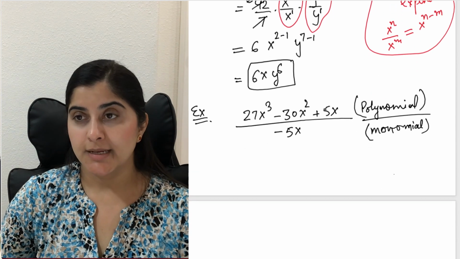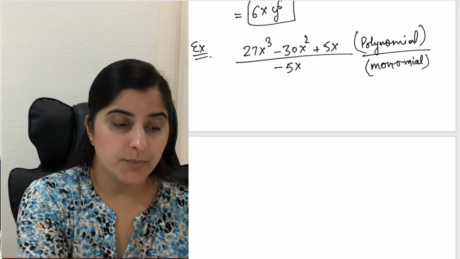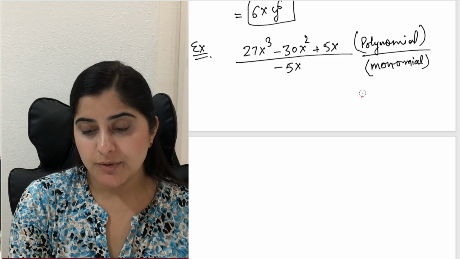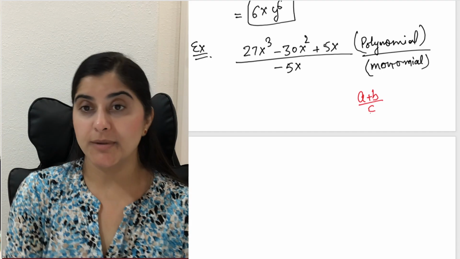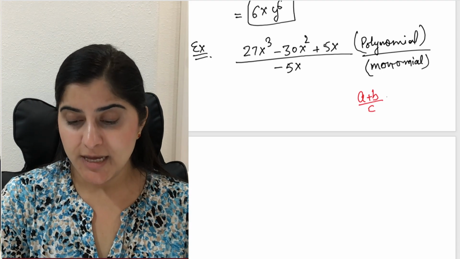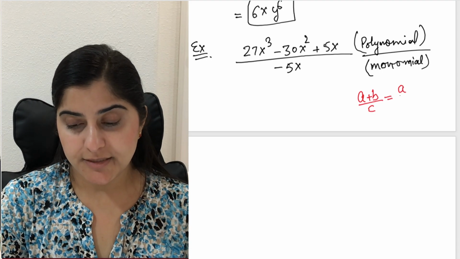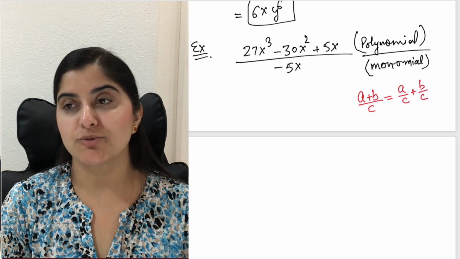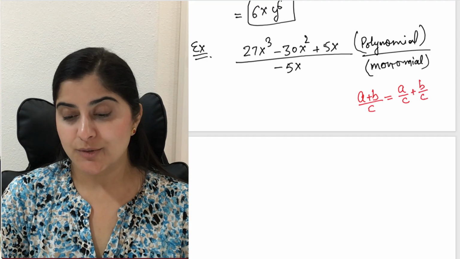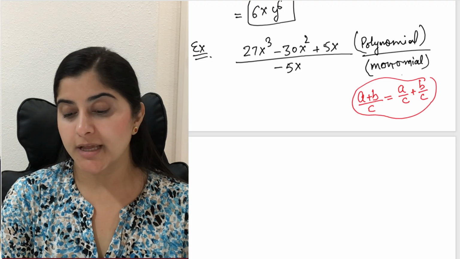Okay, so let me remind you what technique we are going to use here. If you have a plus b over c, so c is the common denominator of a and b, we can separate the denominator under each term and keep the middle sign the same. So can we write like this? We are going to use the same trick here.